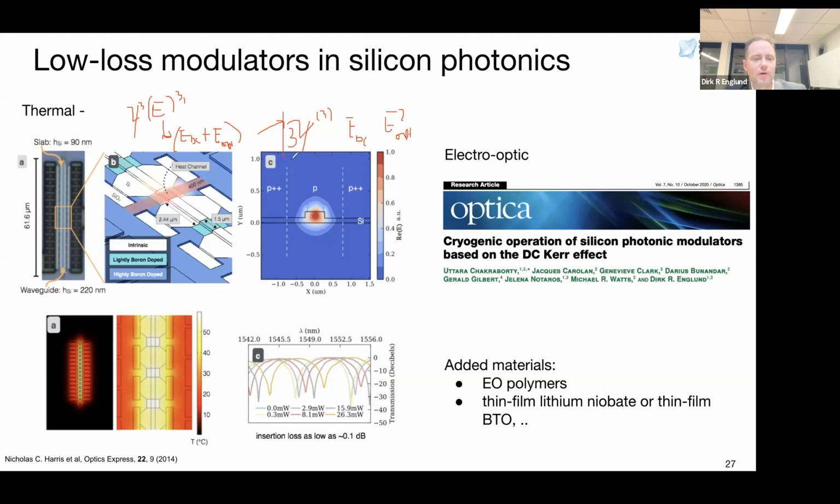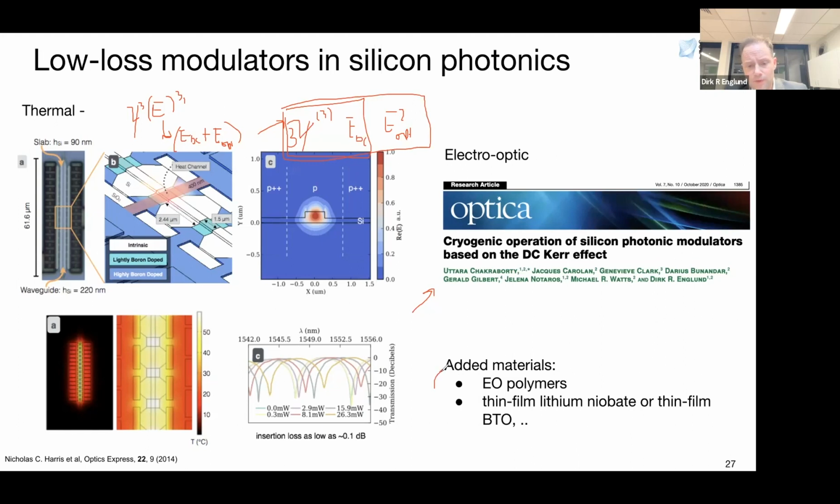Okay, so this term looks exactly like the chi2 nonlinearity term if you set 3 chi3 times EDC equal to chi2. So that's the effective chi2. So that's what's used here, and so you can in fact get, by this kind of strong electric field bias, you can get cryogenic modulators in silicon photonics that actually can be very fast as well.